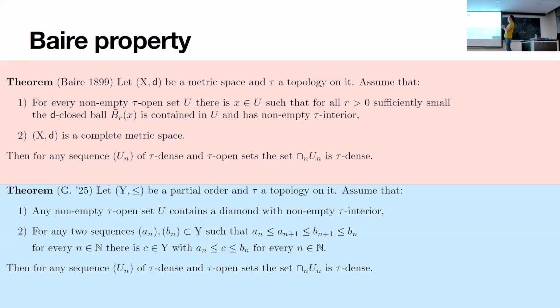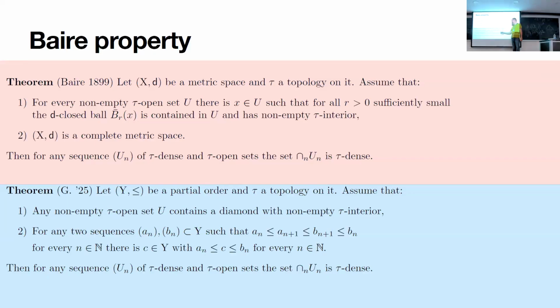well, let me actually state this here. Suppose you have a partial order, and suppose you have a topology on it which satisfies the following two properties. The first property is that whenever you have an open set, this open set contains a diamond, in the sense of order intervals, with non-empty tau interior. And the second property is a kind of completeness property: whenever I have a sequence of nested diamonds, there should be some common point belonging to all of them. This, of course, recalls the classical assumptions in the Baire theorem, where the topology is typically induced by the given distance, and any open set contains a closed ball with non-empty interior, and we have Cauchy completeness. So this replaces the ball, and this replaces the completeness.